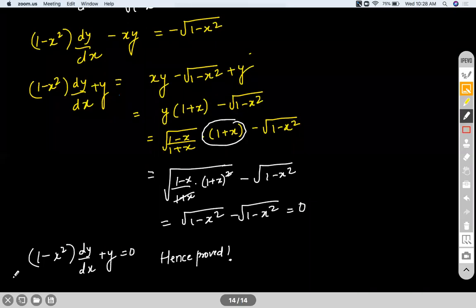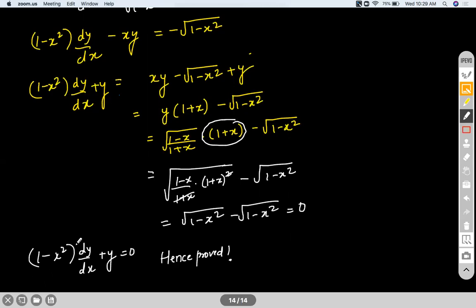This is the type of questions you'll come across because the methods are very simple. Differentiation is a very conventional process. A bit of rules you just have to follow. So how can they make the question a little bit more challenging? Only by making such kind of questions.